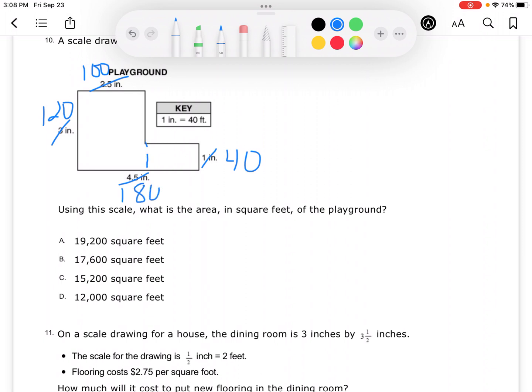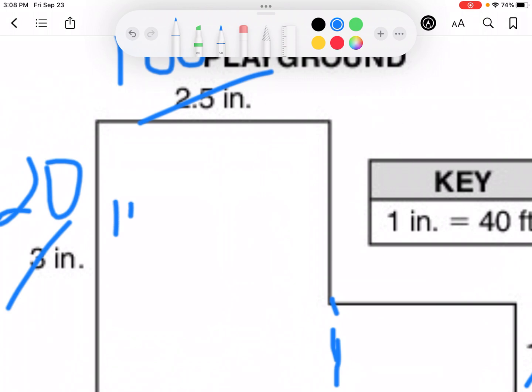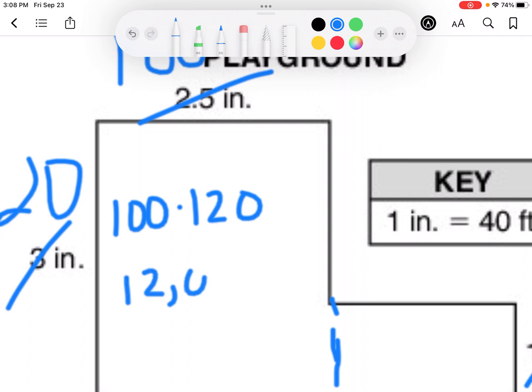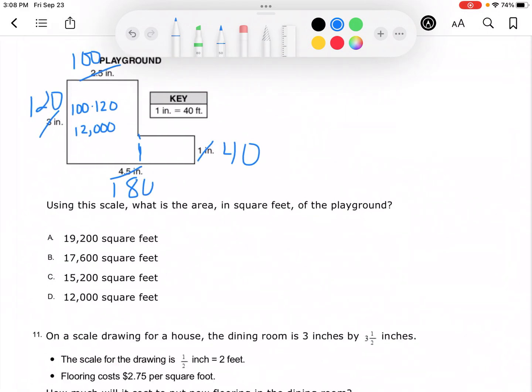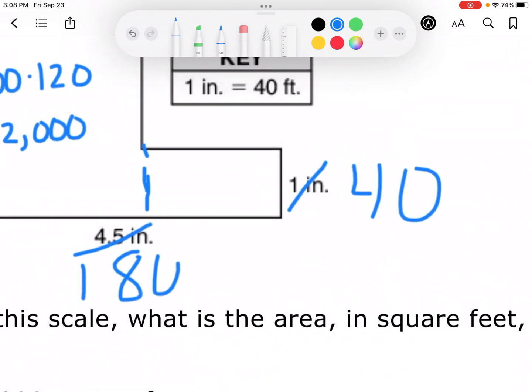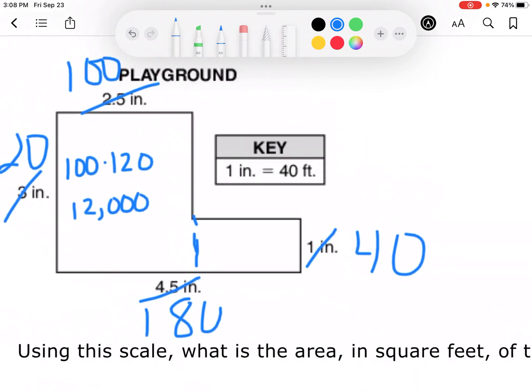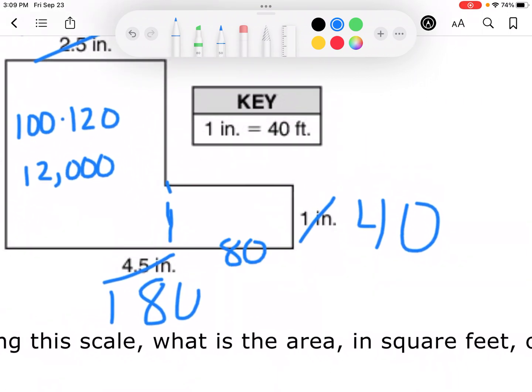All right, and I'm going to decompose the shape so that I can figure out what I'm dealing with. So I've got 100 times 120. So I've got 12,000. And then over here, I know this side's 40, and this part right here was 100, so this part must be 80. So 40 times 80 is going to be 3,200. All right, so from there, I'm going to add these two parts up.